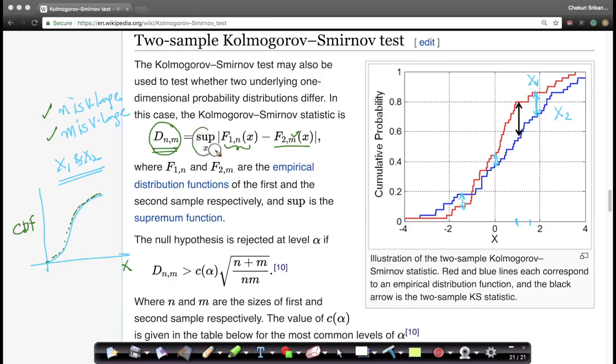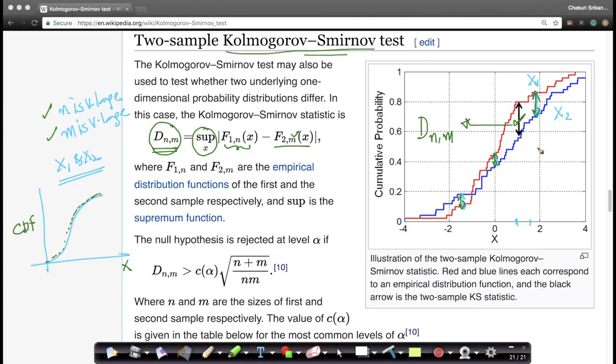So what does supremum mean? Supremum basically means the maximal value. If you take various values of x, you'll get this difference. Let's assume this difference is small, this difference and this difference. What is the maximal difference? The maximal difference at any point x between these two plots is this black line. So this black line becomes your DNM. This is your test statistic. Sorry, it's a slight tongue twister because there are so many t's. So your DNM is the test statistic in your KS test.